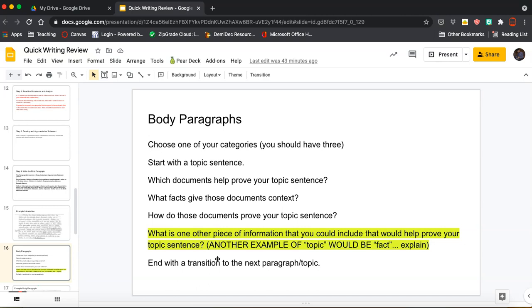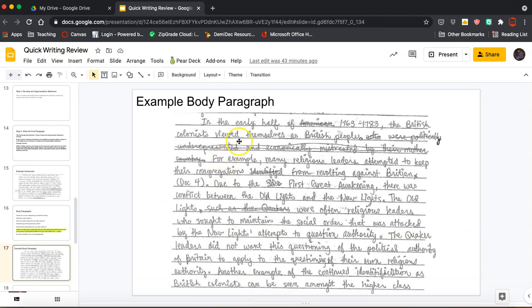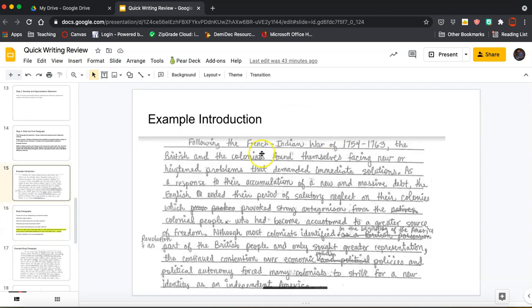But your body paragraphs, okay, choose one of your categories, any of the three, make that into your topic sentence. Okay, always start with the topic sentence. For example, the early half of the 1763 to 1783, the British colonists viewed themselves as British people. Where did they get that? Look at the very first thing they said, although most colonists identified as part of the British people.